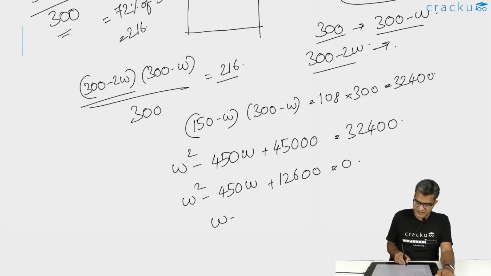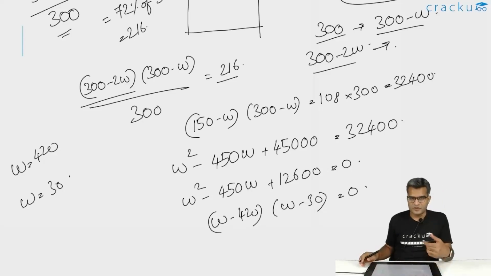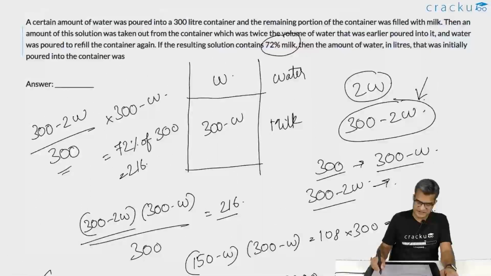This is W minus 420 into W minus 30 has to be equal to 0. So W is either 420 or W is equal to 30. But the volume of the container is 300 liters. That cannot contain 420 liters of water. So the volume of water initially is 30 liters. So the answer for this question is 30.